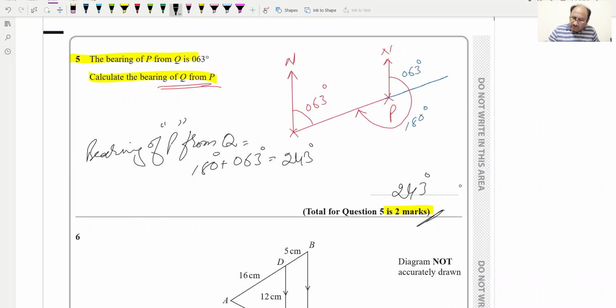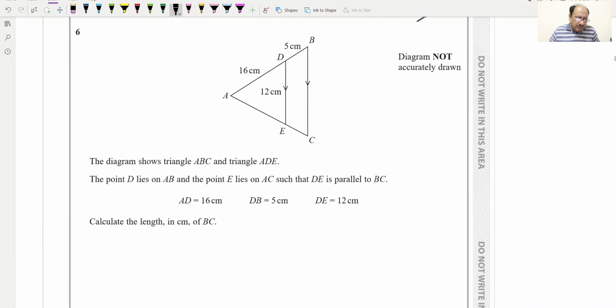Hopefully you understood this. This is a 2 mark question, degree is already there. Now question number 6. Question 6 says the diagram is not accurately drawn and the diagram shows triangle ABC and the triangle ADE. There are two triangles. The point D lies on AB and E lies on AC such that DE is parallel to BC.